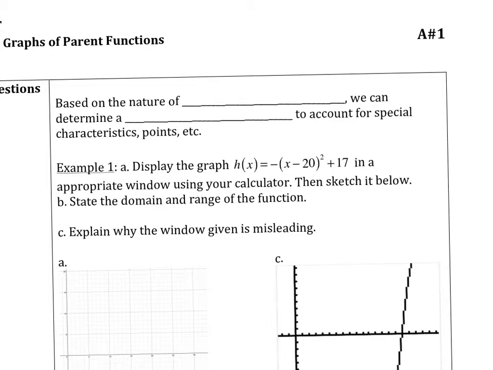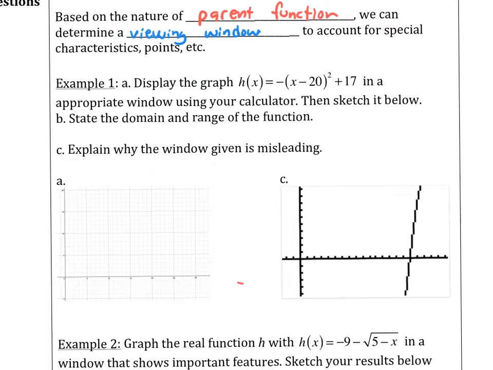Once we know the basic functions that are happening, based on the nature of a parent function, we can determine a viewing window, or simply just a window, on our calculator or graphing utility, as our book loves to say, to account for special characteristics. So take a gander down here. We'll start at part C here.